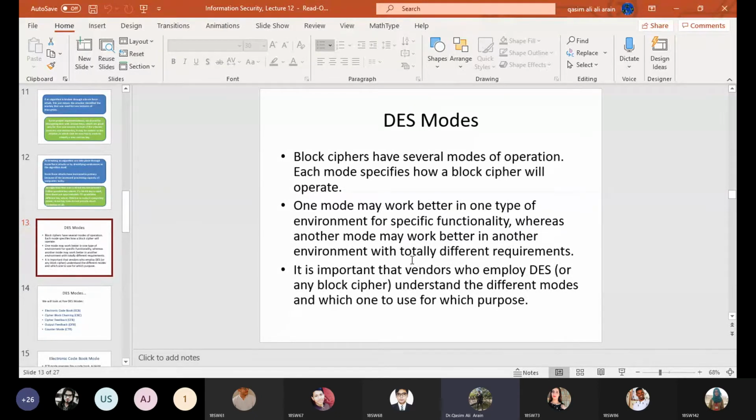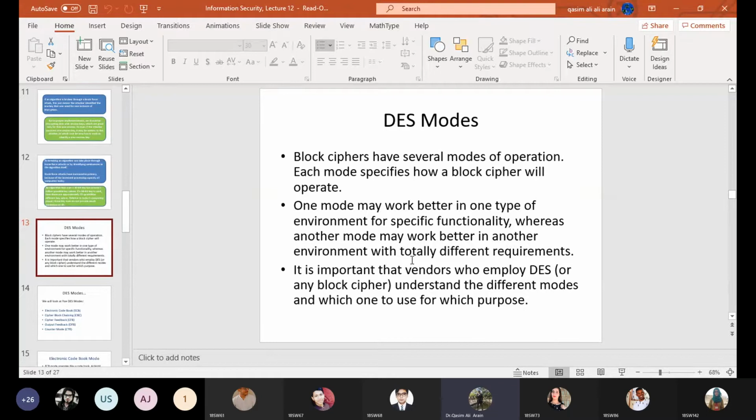Each mode specifies how a block cipher will operate, right? There are different modes of operation of block ciphers. One mode may work better in one type of environment for specific functionality, whereas another mode may work better in another environment with totally different requirements. So it is important that vendors who employ DES or any block cipher understand the different modes and which one to use for which purpose.